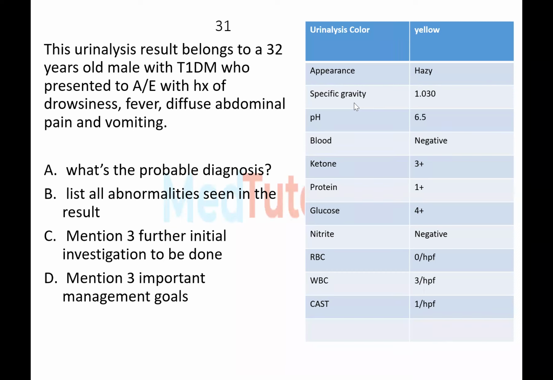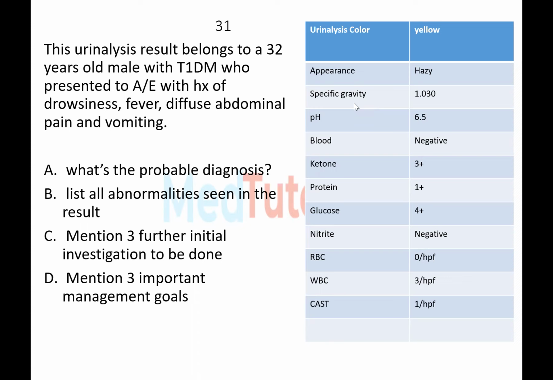All right, so mention 3 further initial investigations to be done. So you said diabetic ketoacidosis. I want to know the random blood sugar of this patient. So that's 1. Ketones, well, there's ketonuria, but I may also want to quantify the ketones in the plasma by checking plasma ketones. Acidosis: how will I check for acidosis? I need to know the pH. How will I get pH? I need an arterial blood gas. This patient can also have electrolyte imbalance, so I need to do electrolytes, urea and creatinine, at least those basic ones.